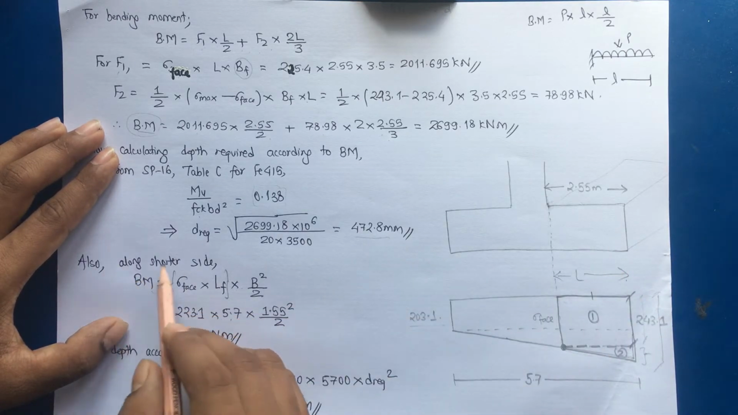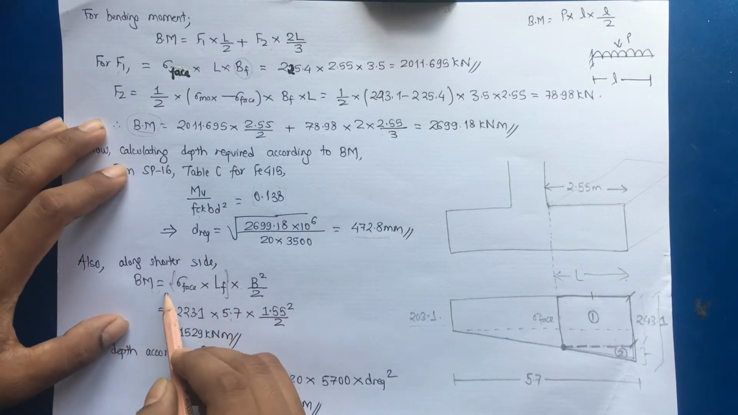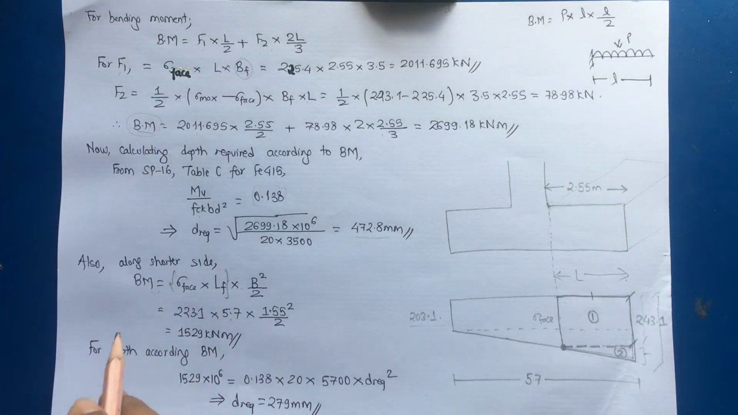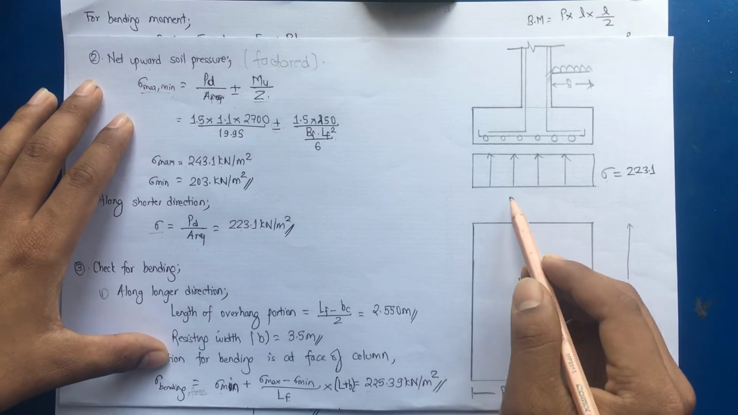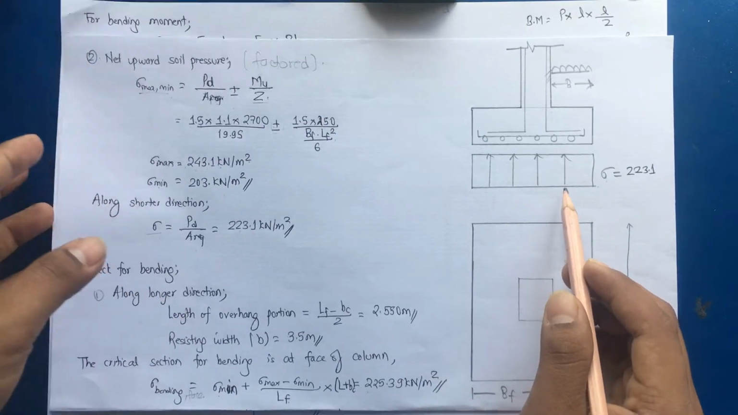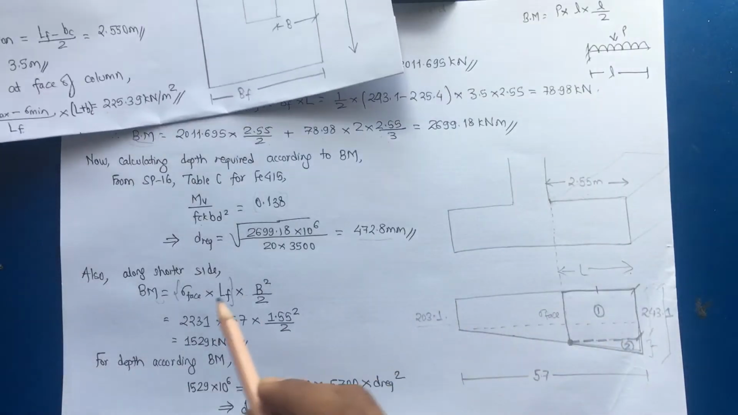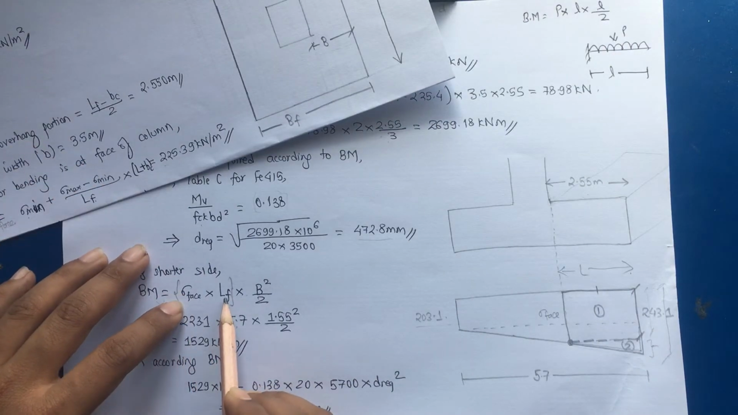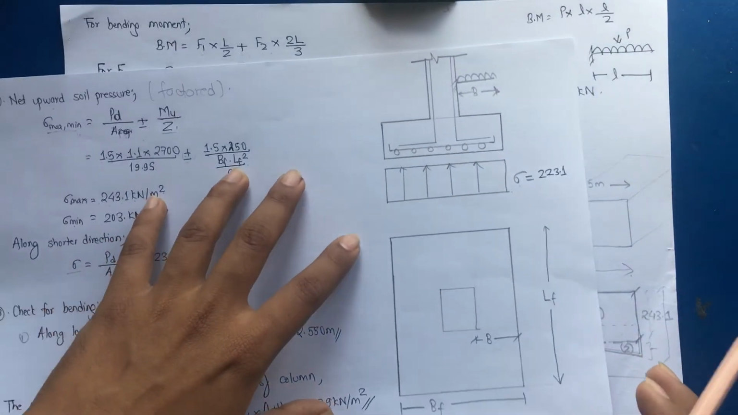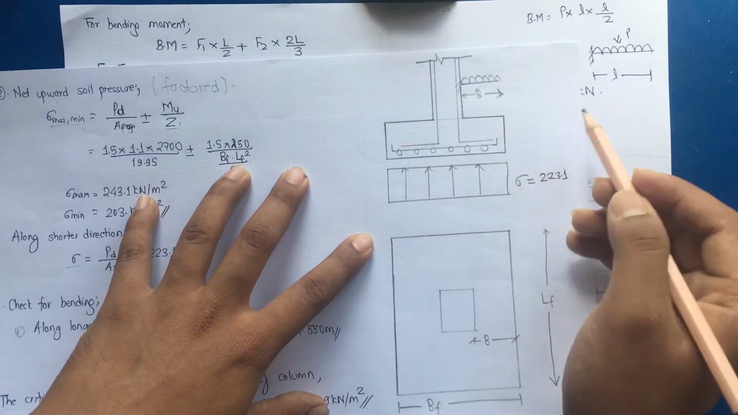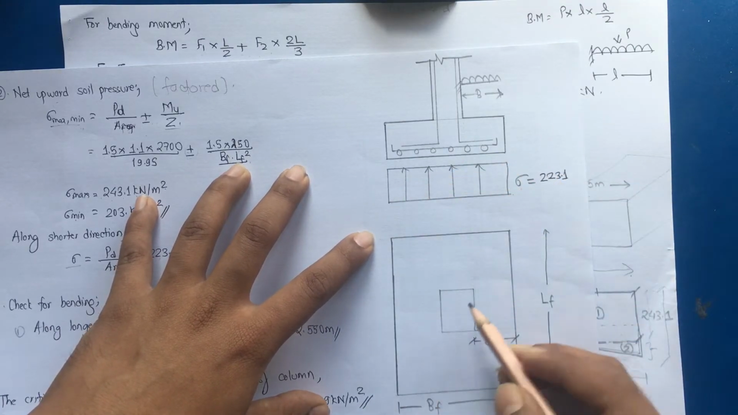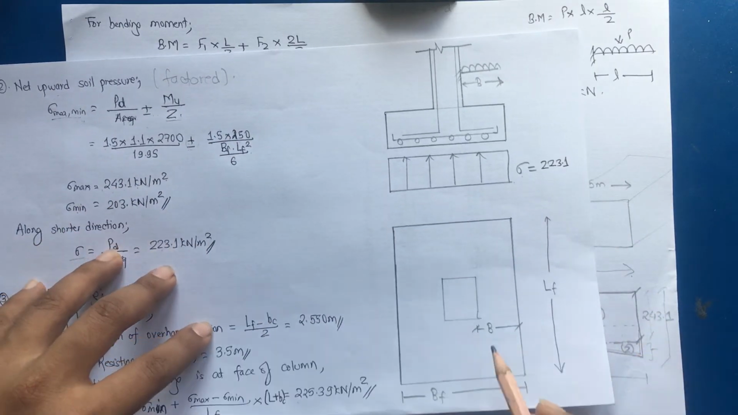Similarly along the shorter side, for the bending moment, as there is no variation in the pressure distribution, it will be easier to calculate. So here you can see sigma face into LF. Basically what I'm trying to do is distribute the stress or pressure along the length of the footing, LF. That means I'm converting this into a UDL.